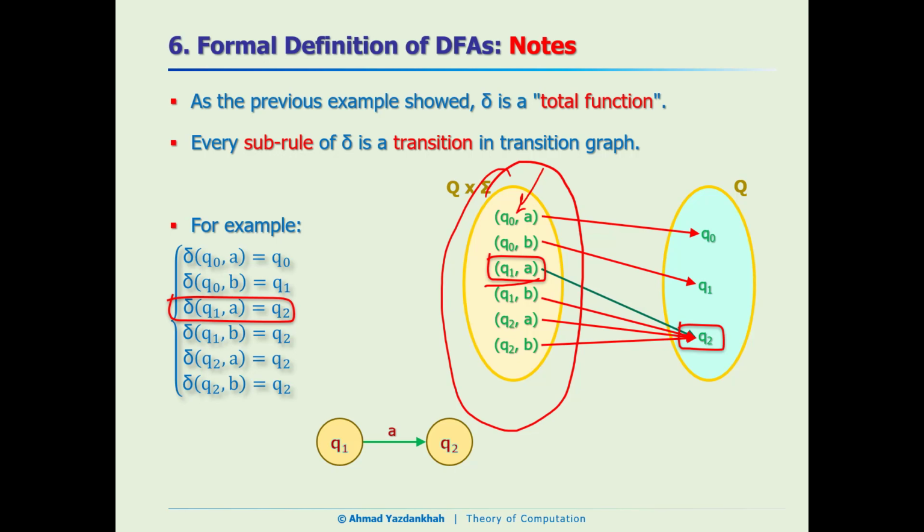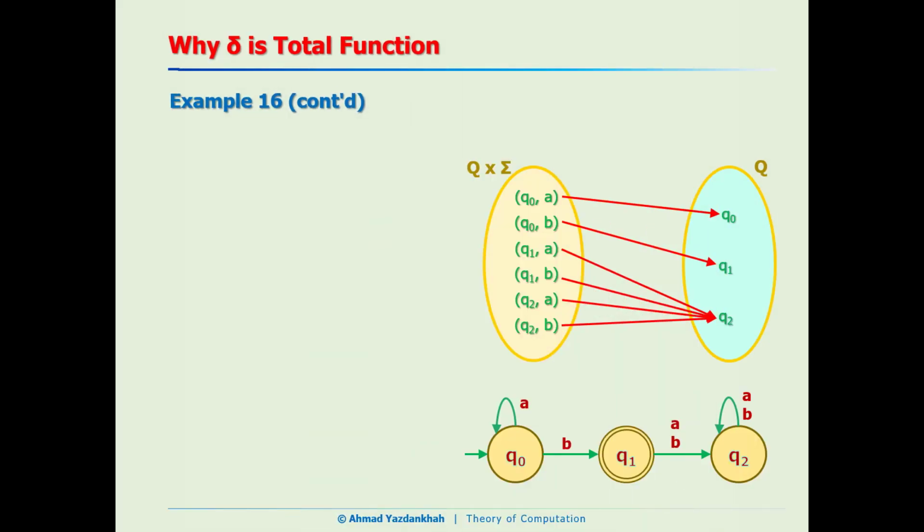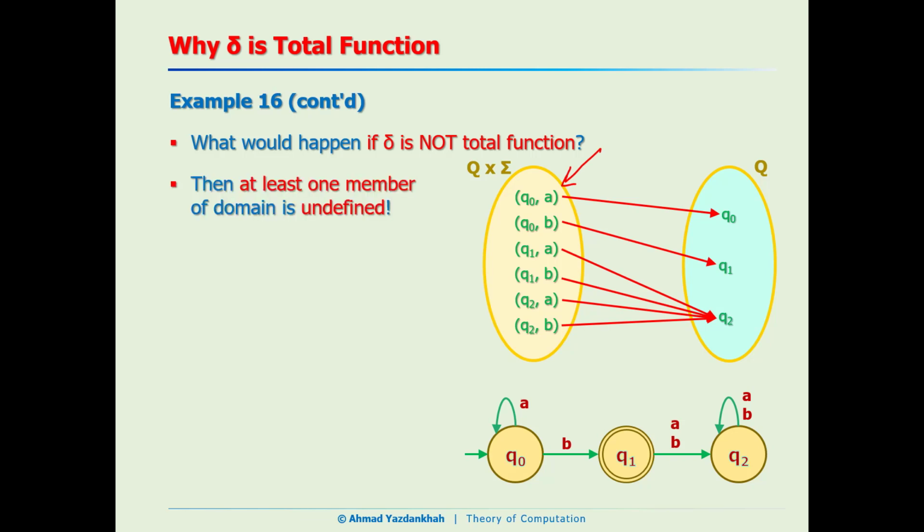Now, with this knowledge, let me ask this important question. Why is delta a total function? What would happen if delta was not a total function? Okay, so it means that it was a partial function. And what is the meaning of a partial function? It means that at least one member was undefined. So then what? Maybe you are asking, okay, if it was a partial function, what could go wrong?